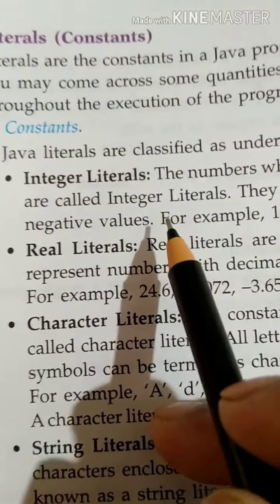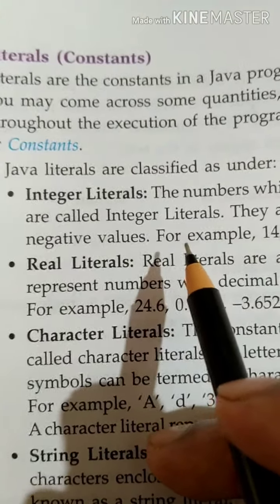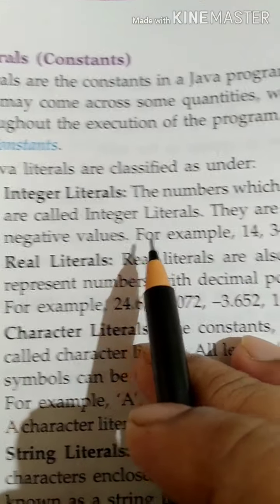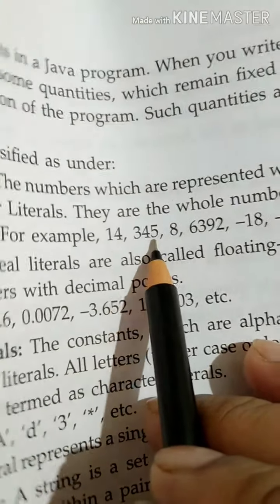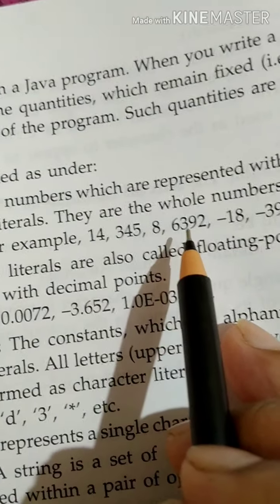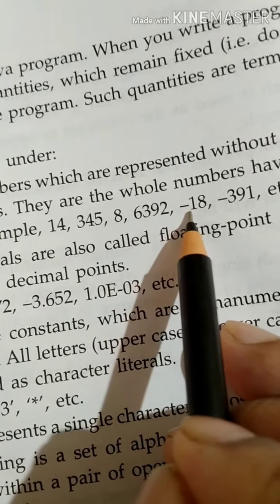Integer, you know very well, any number without a fraction part is called an integer, like 14, 345, 8, 6392, minus 18.